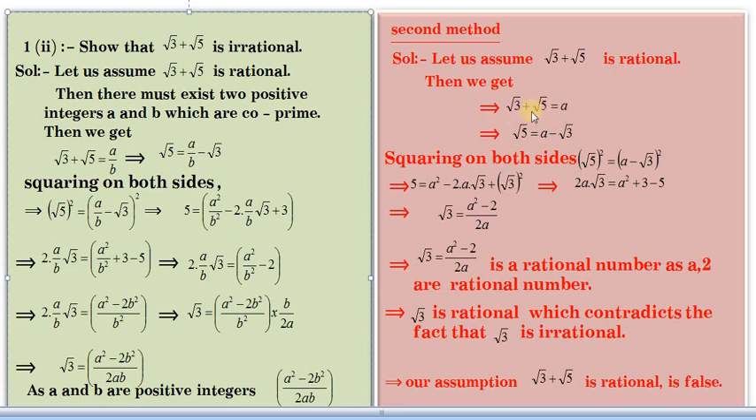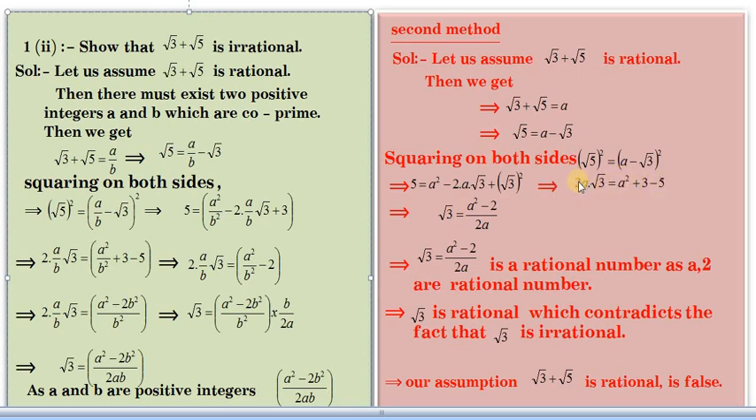Now you transform one value towards the right side. That means root 5 is equal to a minus root 3. Now squaring on both sides, root 5 whole square is equal to a minus root 3 whole square. Now from this, 5 is equal to, this is x minus y whole square, a square minus 2a into root 3 plus root 3 whole square. From this, 2a root 3, you transform to the left side, and from the left side the value 5 is transformed to the right side. Then 2a into root 3 is equal to a square plus 3 minus 5. Now after simplification we get 2a into root 3 is equal to a square minus 2.